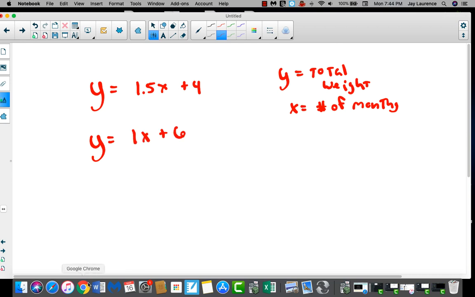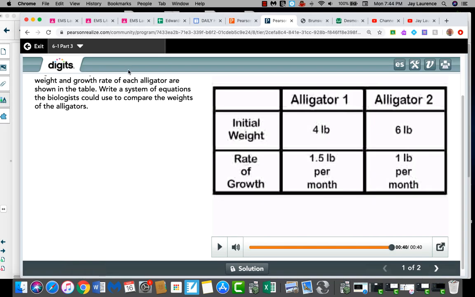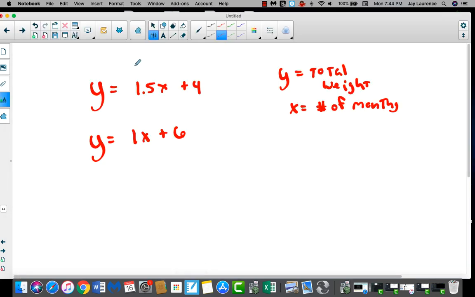Now, I think all they did was ask us to write a system. We just did. We just wrote 2 equations. Okay? If you ever wanted to figure out when the 2 alligators weighed the same amount, we could graph them both. I'll tell you what, let's go to Desmos and do that.